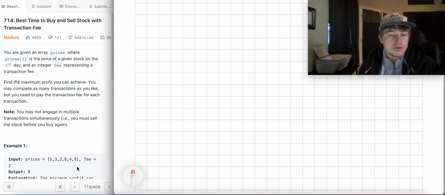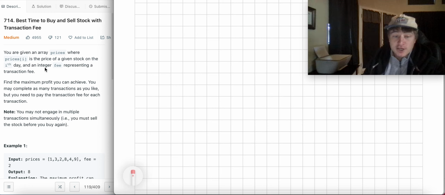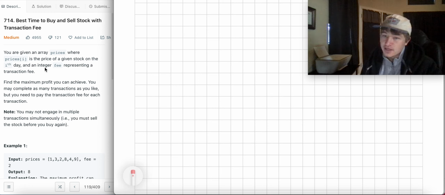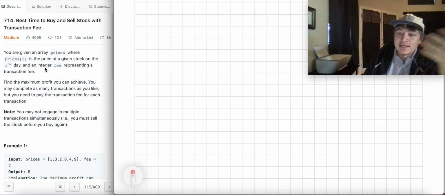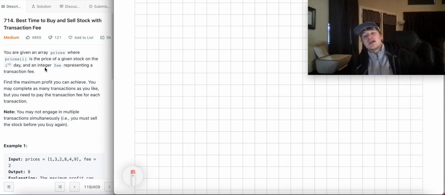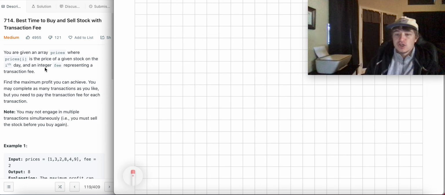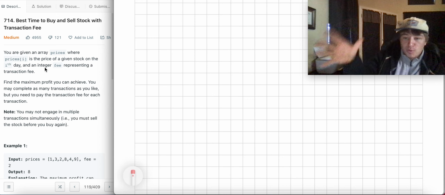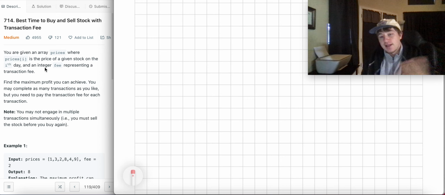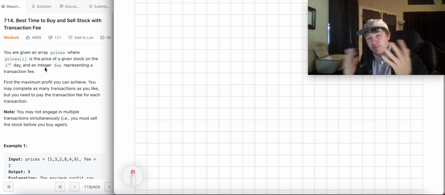And you're also given an integer fee representing a transaction fee. A transaction fee is just the amount of money you have to pay once you complete a transaction where you buy and sell a stock. So maybe you buy the stock at price $3, you sell it at $6. You just made a $3 profit off that transaction, right? If you buy it at 3, you sell it at 6, 6 minus 3 is 3, you made $3.